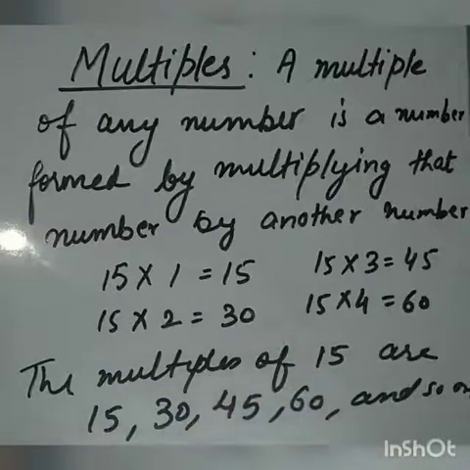As we multiply 15 by 5, the next multiple will be 75. 15 multiply 7 will be 105. So this may go on. So multiples are infinite in number.